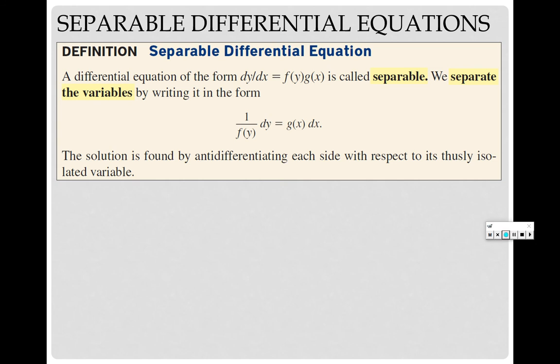I'm going to give you an example right away. So if you're like, what do you mean break it apart? I'm going to do that in just a second. And we can separate those variables by bringing the f(y) over here with the dy, the dx over here with the g(x), and then we can solve really complicated equations, shockingly complicated equations, with only one little move. It's just one little move that's going to make that happen. And I'll show you what I mean. The solution is found by anti-differentiating each side with respect to its thusly isolated variable.